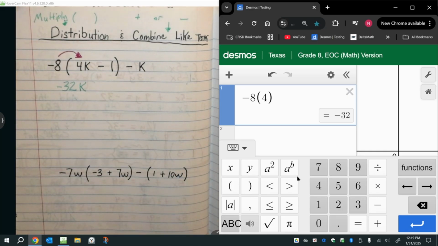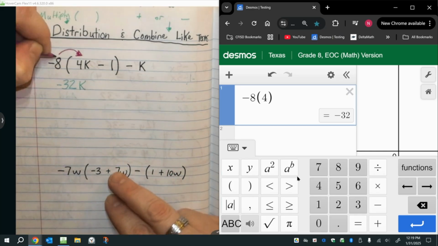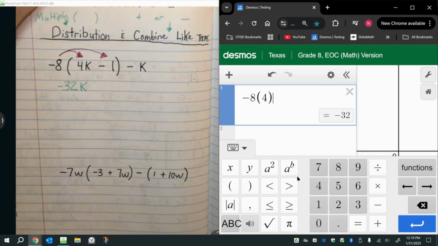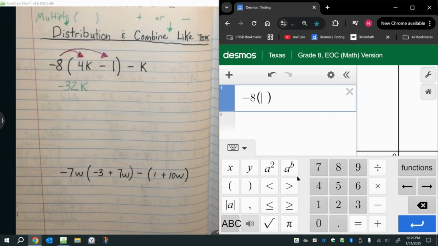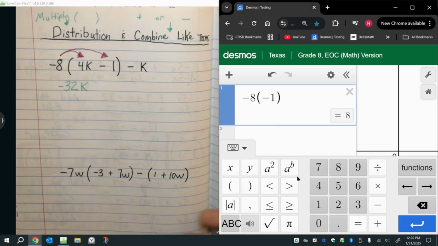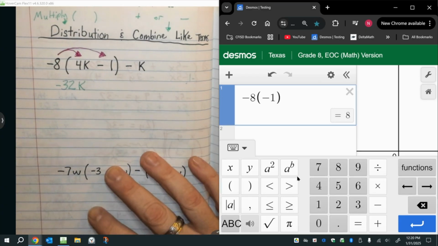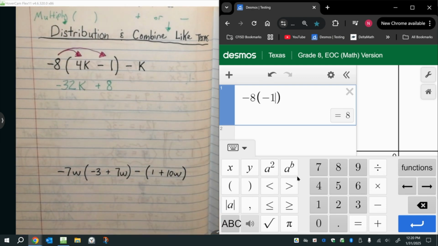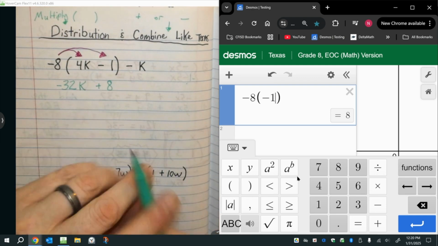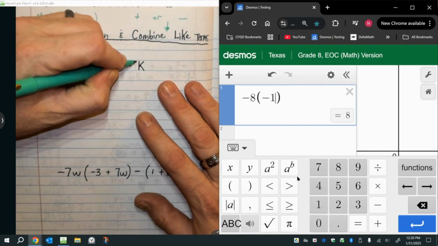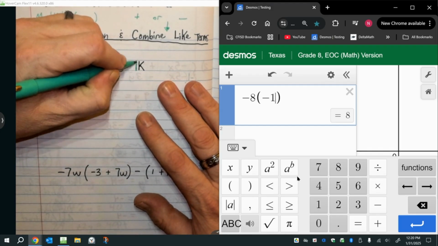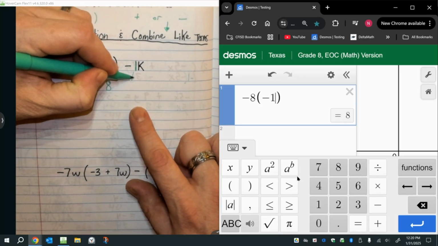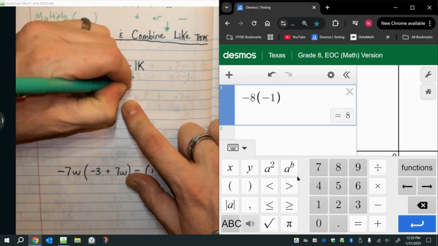K, and then I distribute the negative 8 to this negative 1. So I'm just going to back this up and get rid of the negative 4, put a negative 1 in there. That tells me that I have a positive 8. And then this guy right here, well, I have a negative K, and he's not inside the parentheses. So I'm going to put a 1 here, and then I'm just going to bring him down. So he's just going to come straight down here. So I have minus 1K.